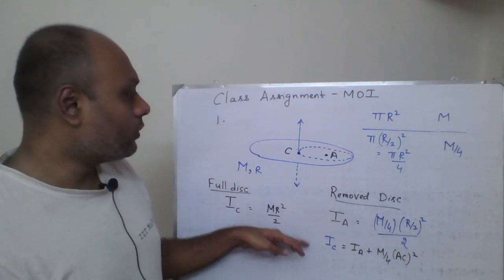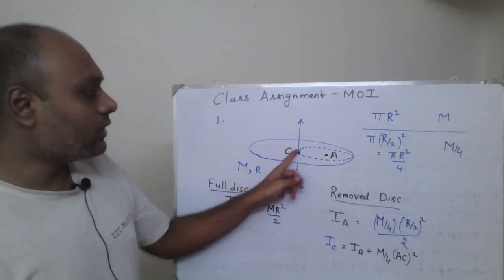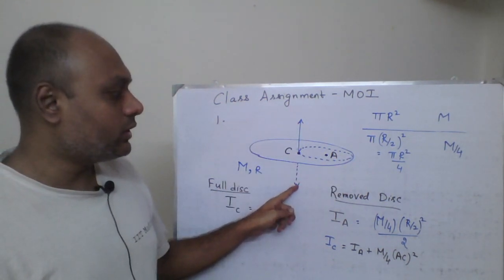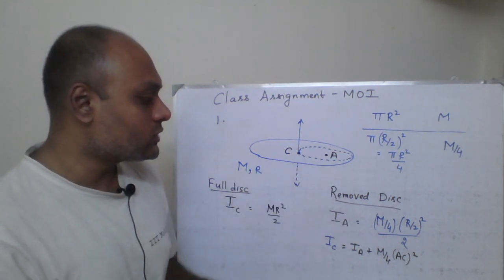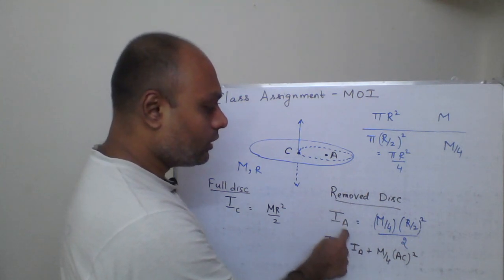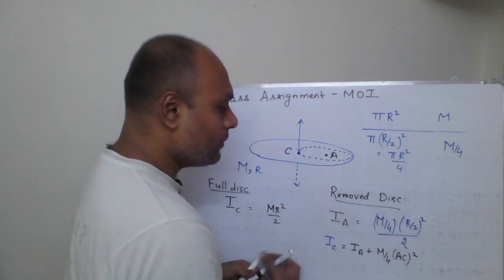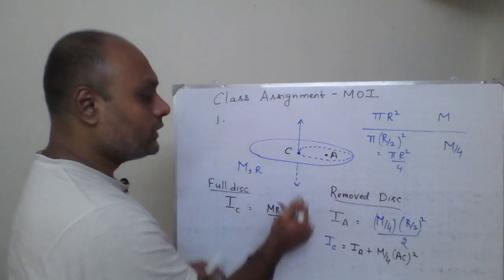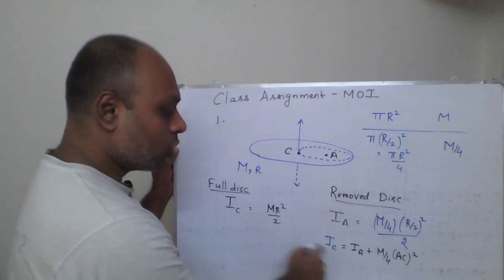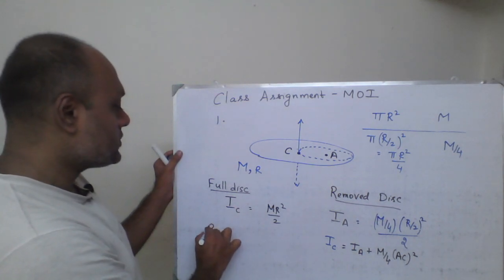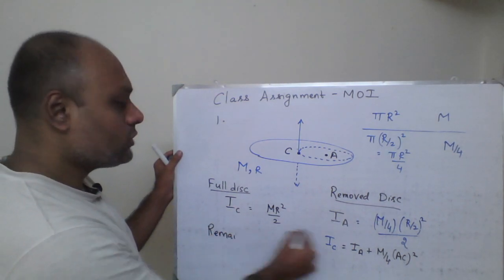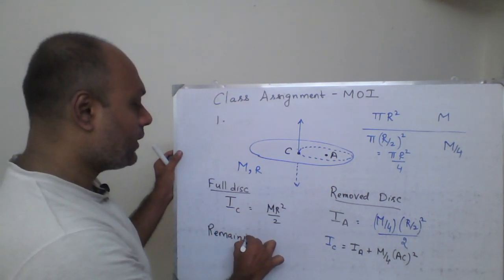Now what have we found? We have found the moment of inertia for the full disk about the axis through C. We have found the moment of inertia of the removed disk about the axis passing through C. So you can just substitute IA, simplify this, and take the difference of these two. You will get the moment of inertia of the remaining disk about the axis passing through C. I'll leave the working part for you to do.